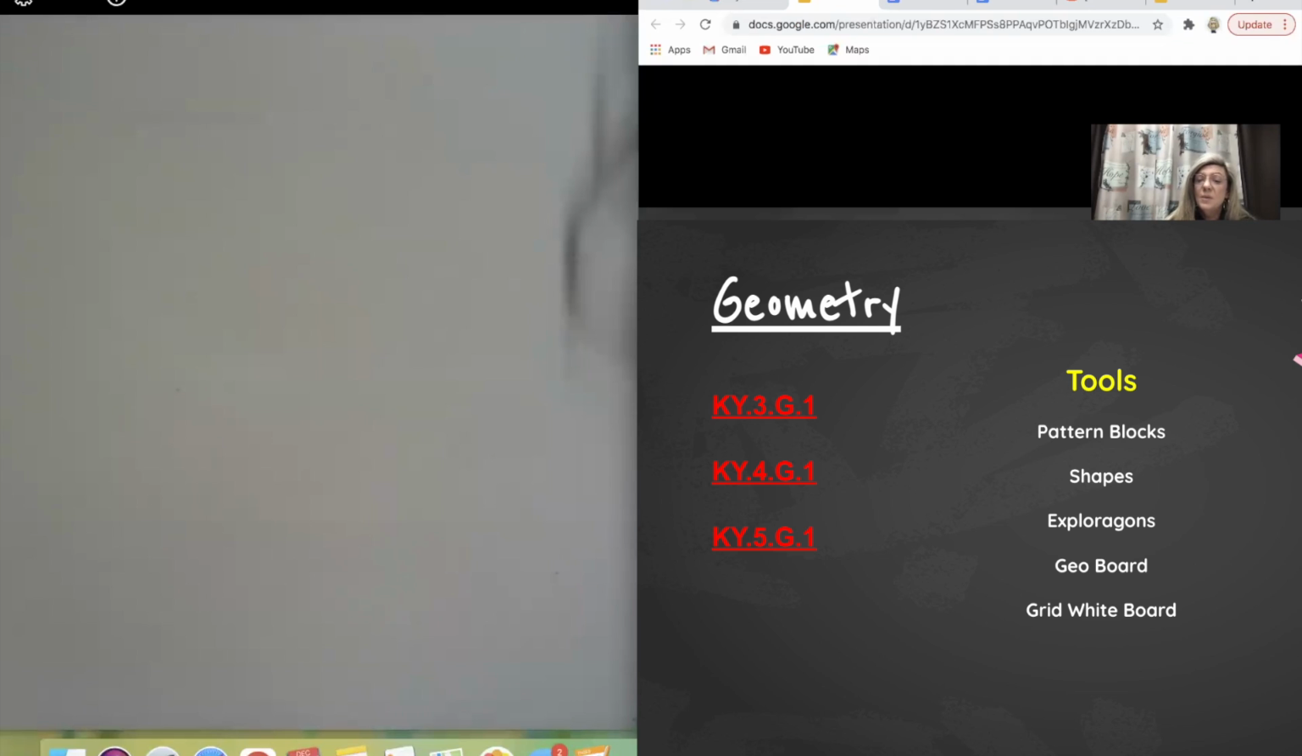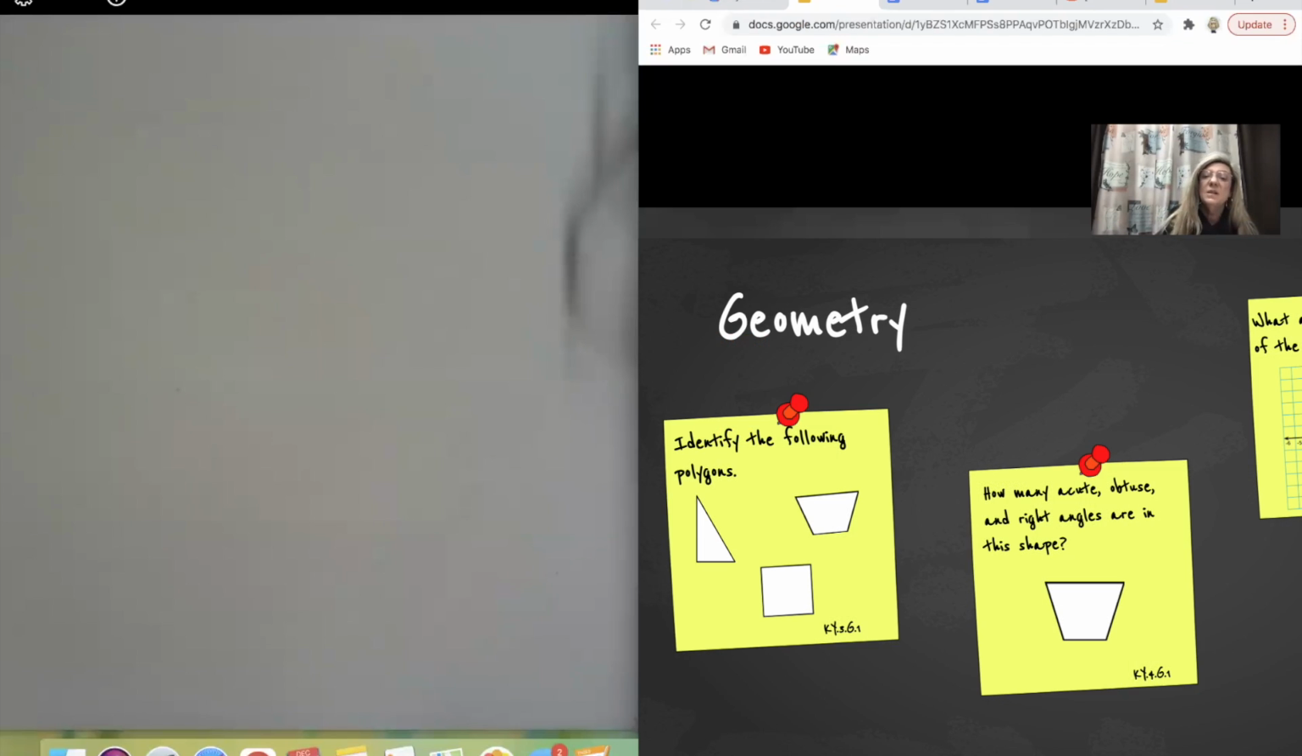You've got geoboards that you can use, and of course your gridded whiteboard to make those squares and rectangles in particular. Okay, so as you can see, there are only 3 standards in geometry in our elementary: a 3rd grade one, a 4th grade one, and a 5th grade one. So we're going to look at each one of those and just talk a little bit about a sample problem.